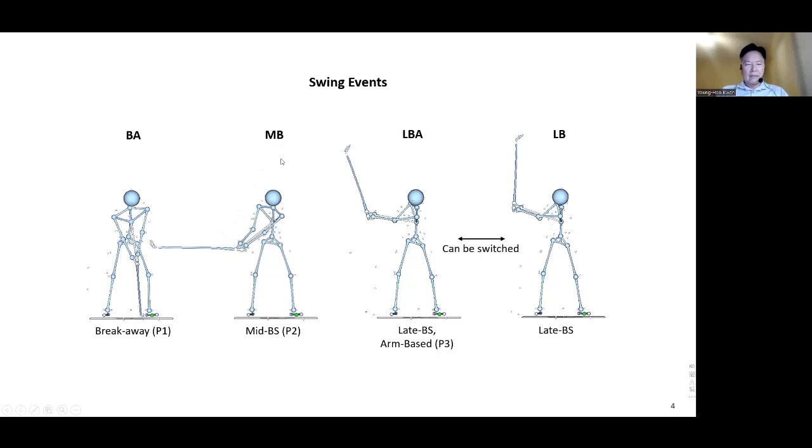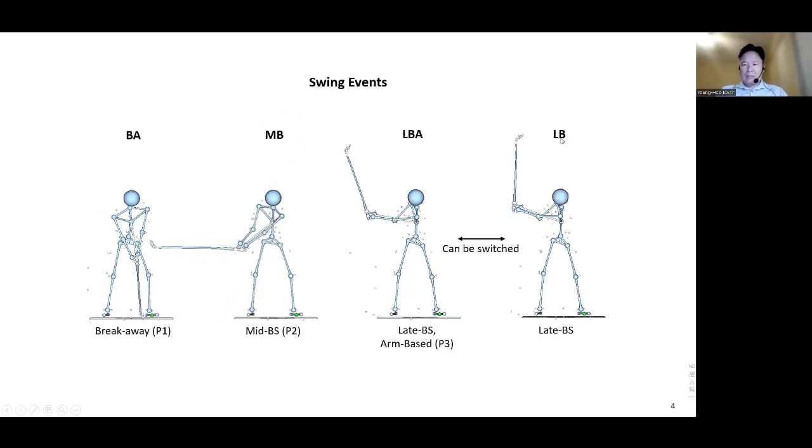And then the second event is mid backswing. M stands for mid, and B stands for backswing here. From now on, whenever I say mid something, that means that the shaft is parallel to the ground. So this is the instance when the shaft becomes parallel to the ground during the backswing. That's why it's called mid backswing.